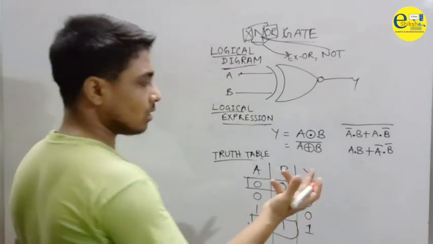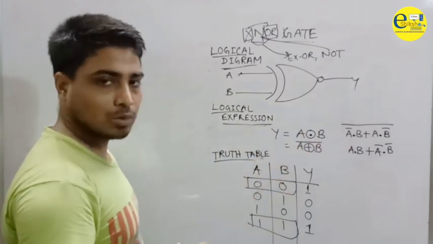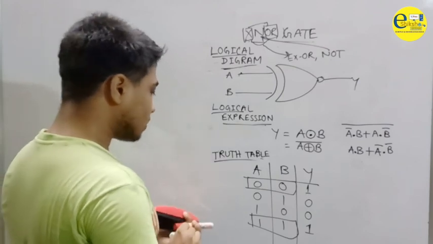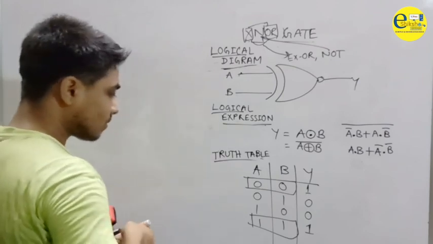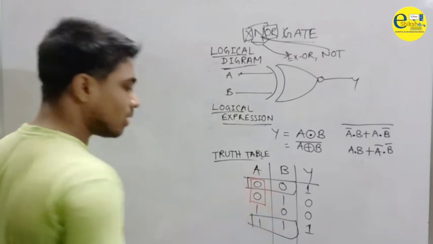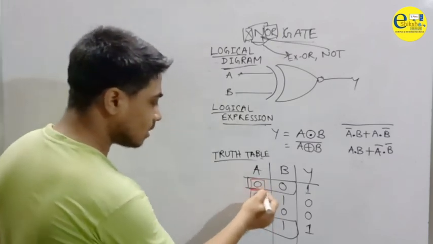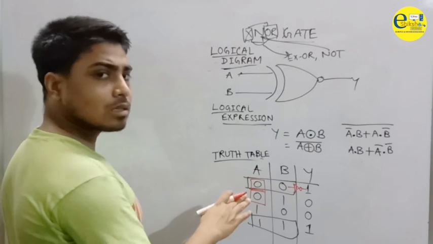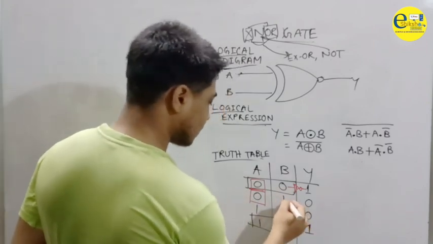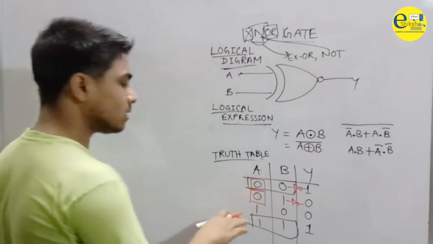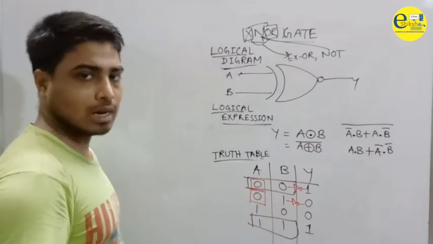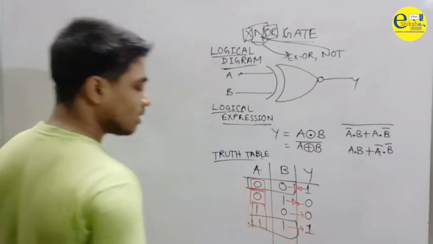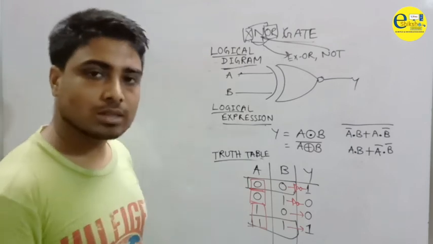You can also put these values over here and we will get the output, but this will be a lengthy procedure. Another exclusive nature of this gate is: if one input is 0, the output will be the complement of the other input. It is just the opposite of the XOR gate. If one input is 1, the output is the same as the other input. So I hope you understand.